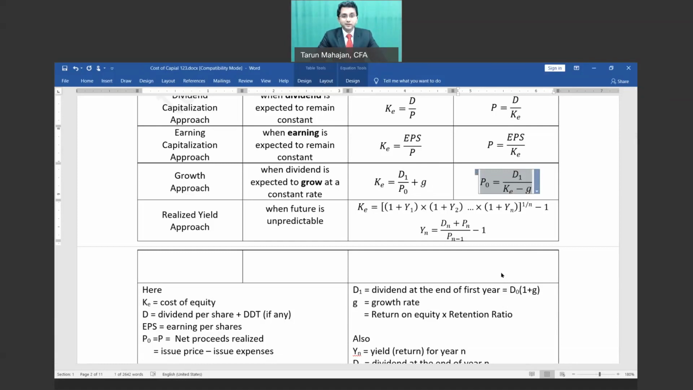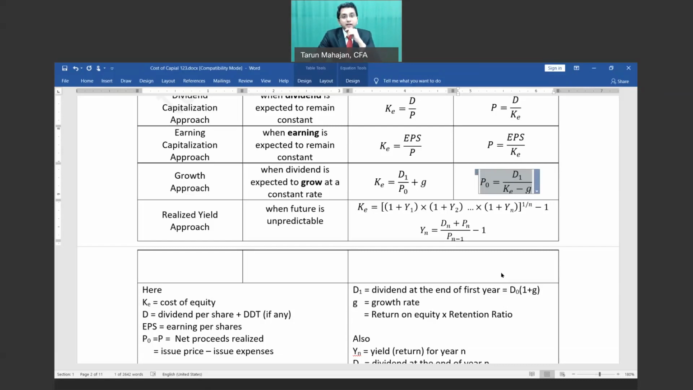So if I look at this question, this situation, P0 is equal to D1 upon KE minus G. Tell me one thing, if the growth rate is equal to cost of equity, then what will happen to P0? It will be infinite. Last time also I asked this question to you and I got disconnected. I'm again not getting your replies. Am I still disconnected? Oh yes, infinite, that's right.